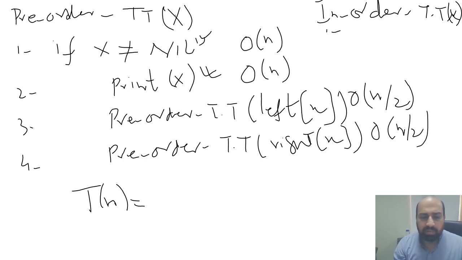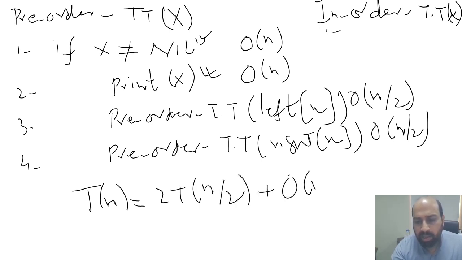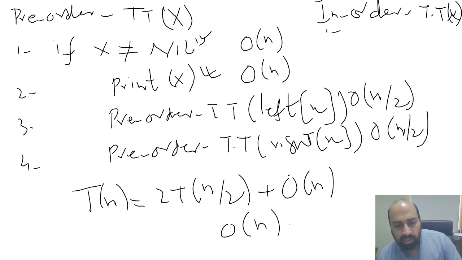If you compute the recursive relation, that is now very simple: 2T(n/2) plus order of n. If you apply the master theorem to solve this recursive relation, you will find that it is nothing but order of n, big O of n. This is not h, this is n. So you can print it with this time complexity. Okay, so let's move next.